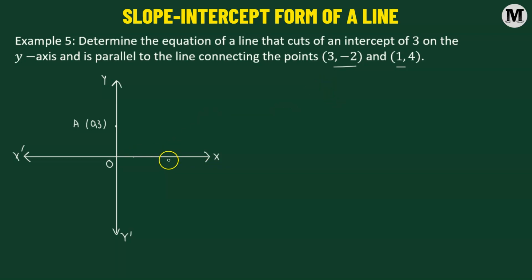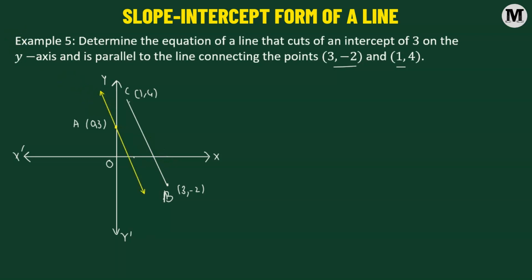So we have 3 units on the x-axis and -2 below the x-axis. So this is going to be the point (3, -2). And we have another point (1, 4). This is going to be the location of the point (1, 4). We're going to name these points, since we have already considered A, as B and C. So we're going to join C and B, and that's going to be a straight line. Now our goal will be to determine the equation of a line which is going to pass through the point A, and this line is parallel to line CB.